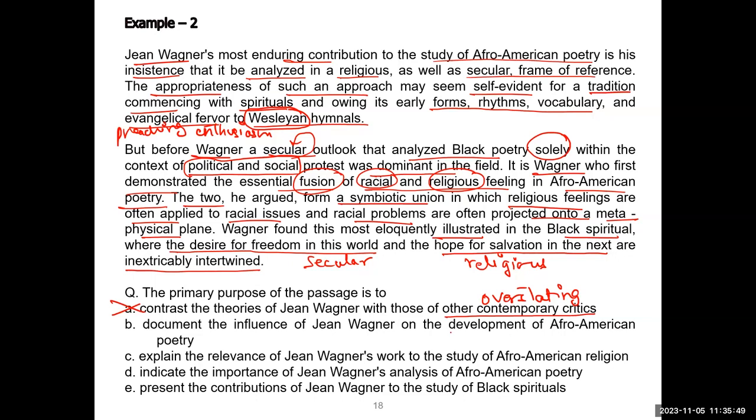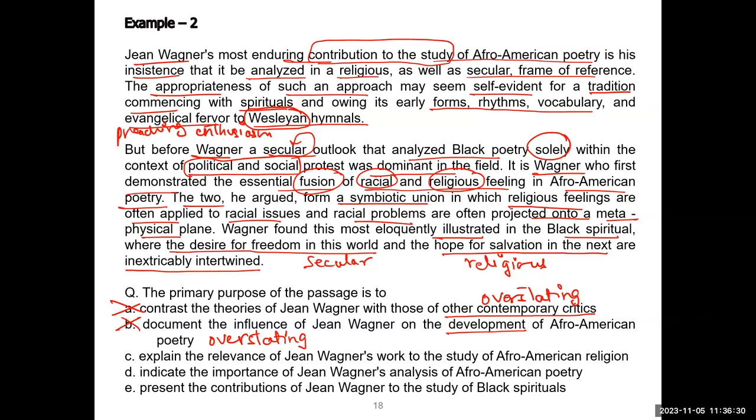Did John Wagner help in the development of Afro-American poetry? We know that he made a contribution to the study of Afro-American poetry, right? Did he help in the development of Afro-American poetry? We don't know. Perhaps he did. But to know whether he helped in the development of Afro-American poetry, we will need information from outside. Only then can we mark B. And because we need information from outside, this is also overstating the main idea. Okay?